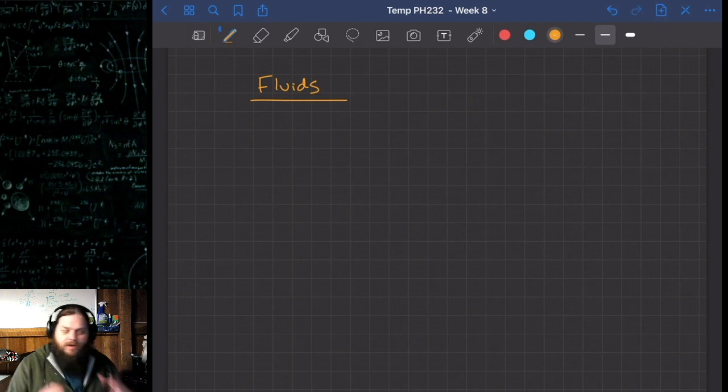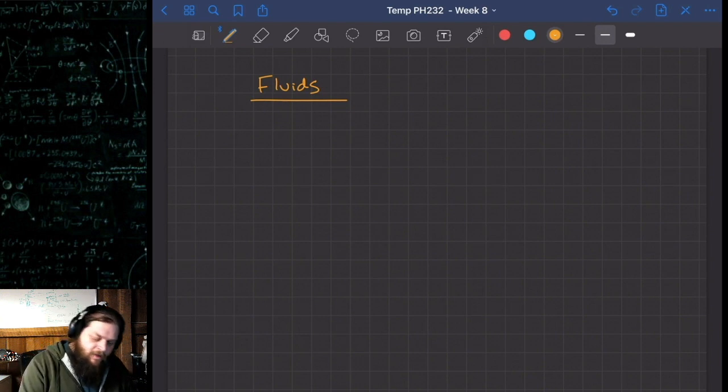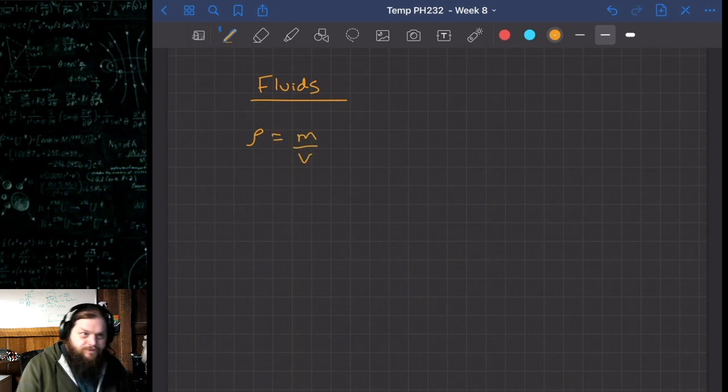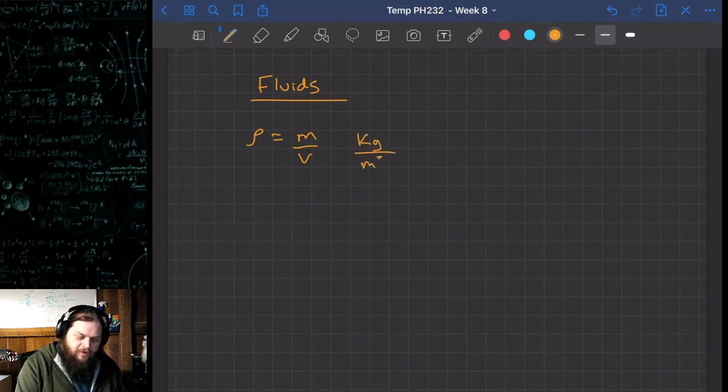And some of them are going to be compressible, where you can exert a pressure on them and they'll compress and get smaller. And some of them, like water, don't compress very much. You could put a lot of pressure on it and it's not really going to compress at all. So those are incompressible fluids. We already defined density a little bit. We can say density is equal to mass over volume. And the units for that is usually kilograms per meter cubed.